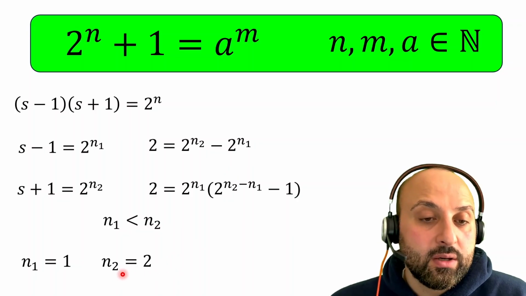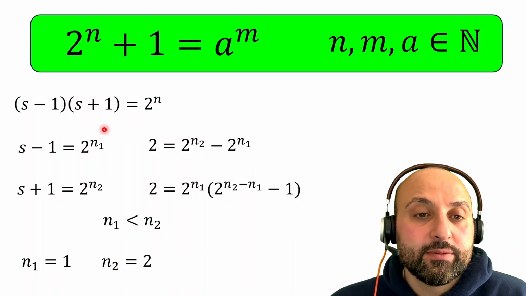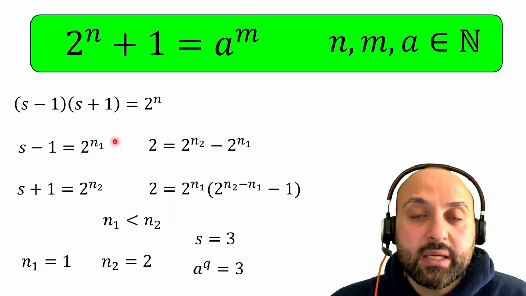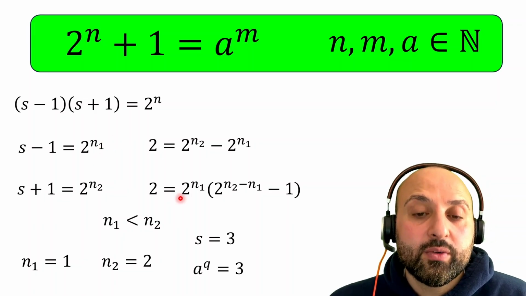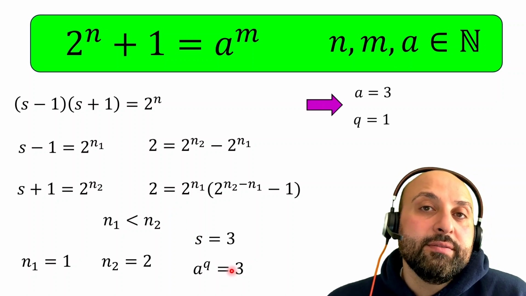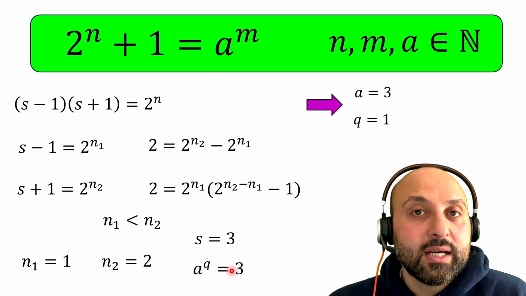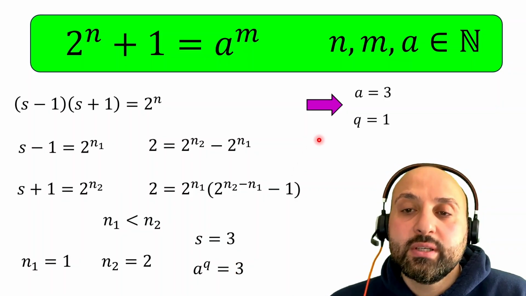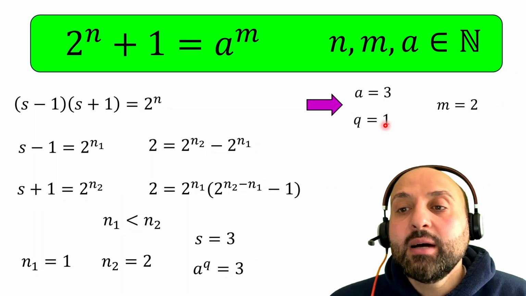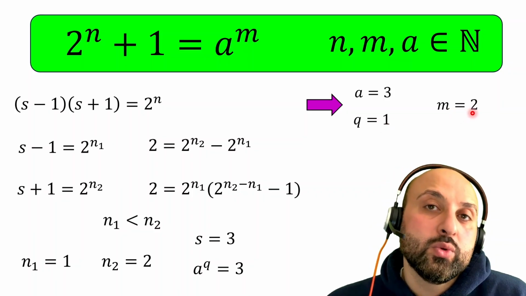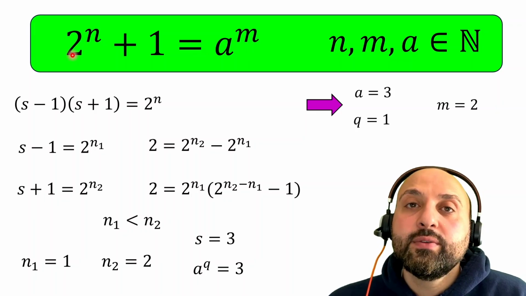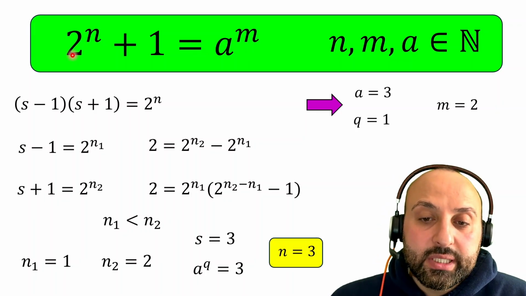Okay, so we have obtained a lot of information already. n1 is 1, so I can put it here. Therefore s becomes 3, and s is equal to a^q. So a^q is equal to 3. If a^q is equal to 3, that means a is equal to 3 and q is equal to 1. We know that m is equal to 2q, therefore m is equal to 2. So 3^2 is 9, minus 1 is 8, therefore n is equal to 3.